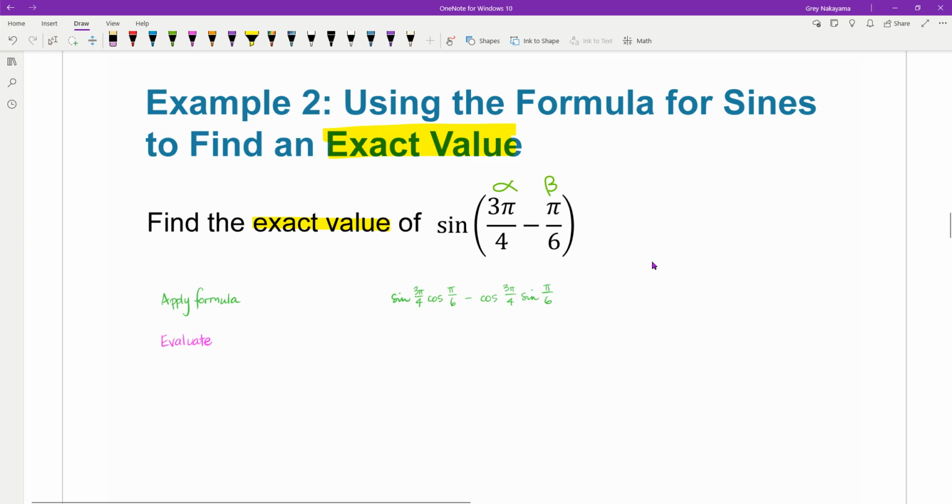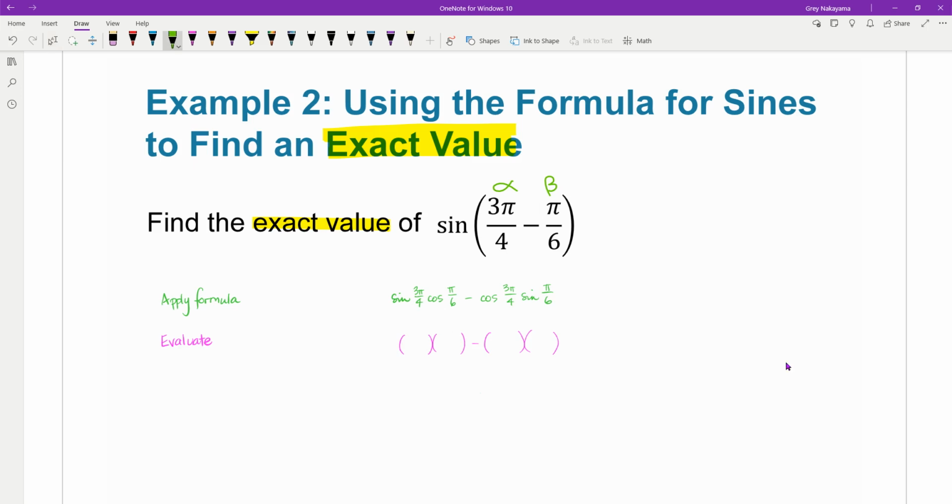The next step is to evaluate. And on this step, y'all, it's all about parentheses. Every time you see a trig function, you have parentheses. Please don't put a trig function inside of the parentheses. That's not what this is about, okay?